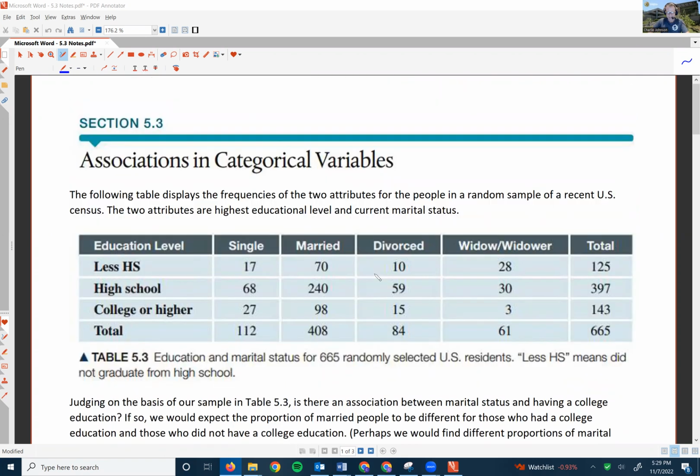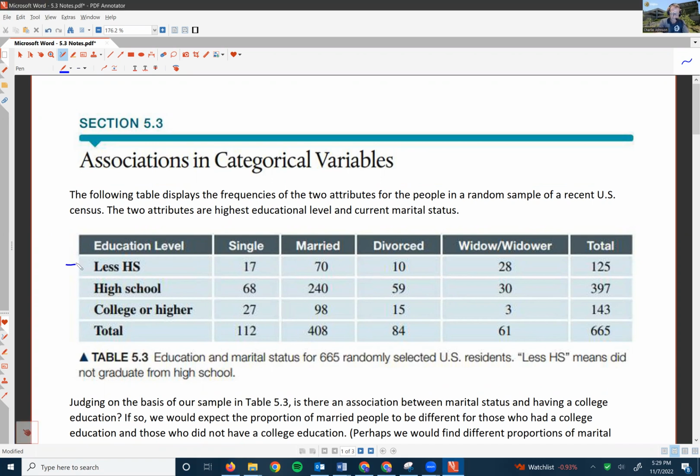The following table displays the frequencies of two attributes for the people in a random sample of a recent US Census. The two attributes are highest education level, less than high school education or college or higher, and current marital status: single, married, divorced, widow.